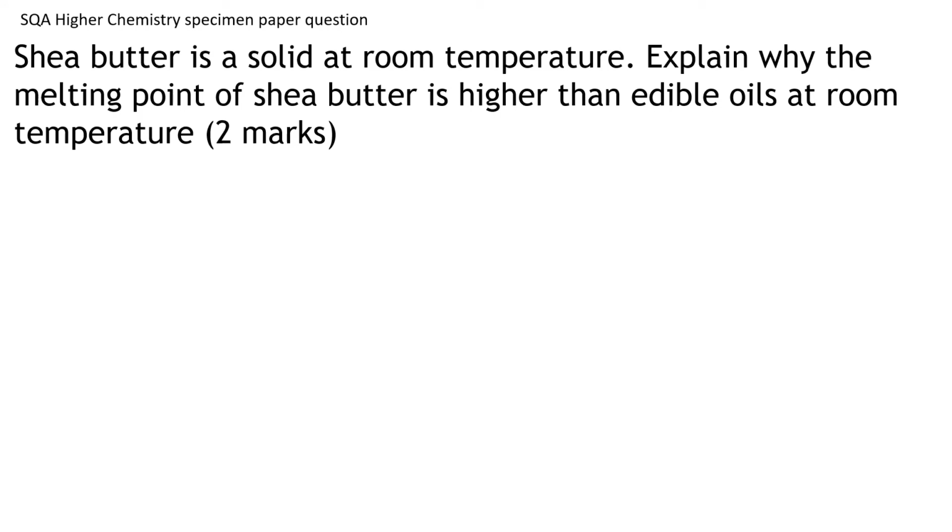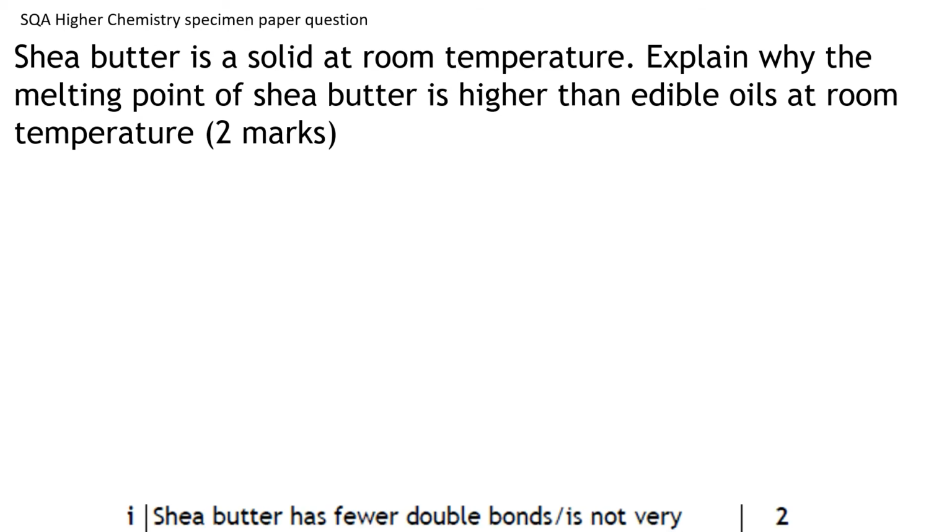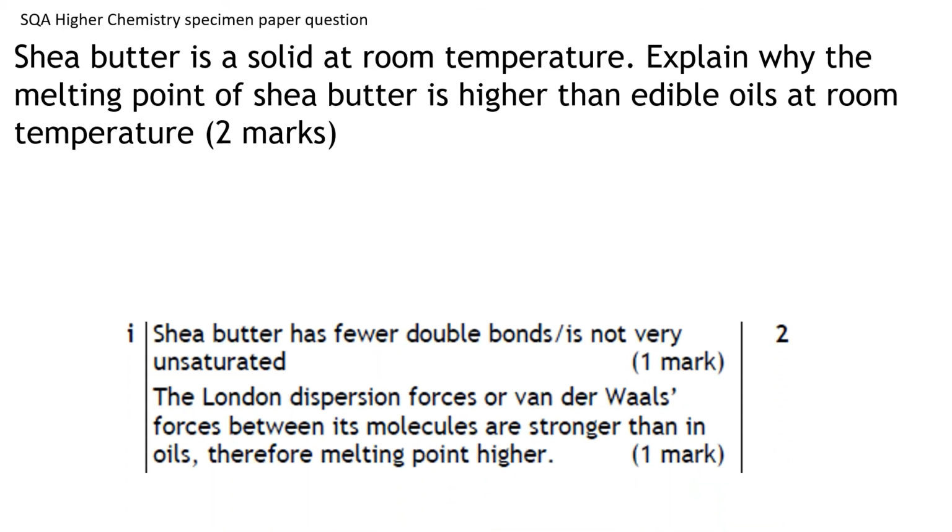Okay, so why is the melting point of shea butter higher than that of edible oils at room temperature? The 2 points you're looking for: shea butter is more saturated, has fewer double bonds, it's not very unsaturated, 1 mark. And your second mark is to talk about the London dispersion forces or Van der Waals forces between the molecules being stronger than in oils, therefore the melting point is higher. So those are the 2 points you need to be aware of when you're describing the properties of fats and oils.